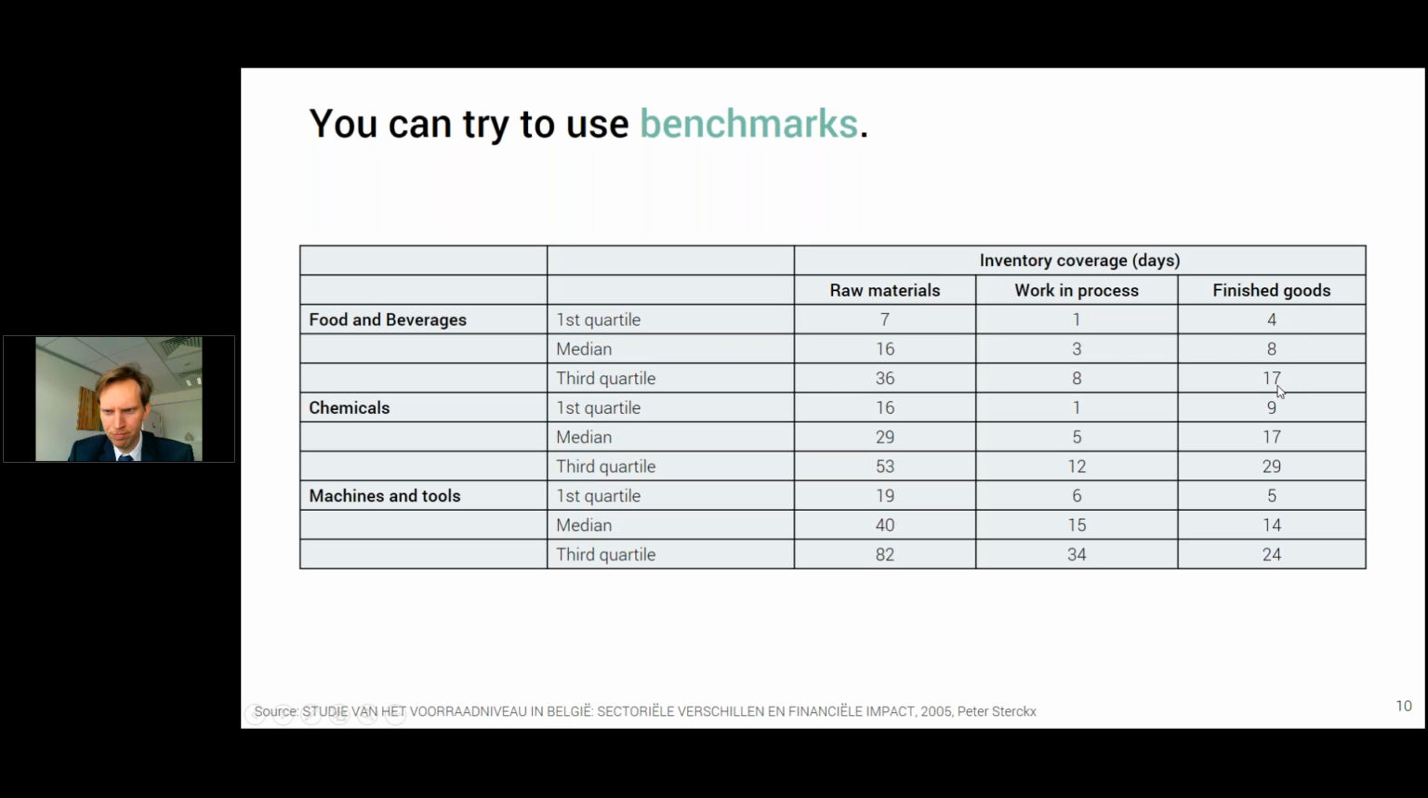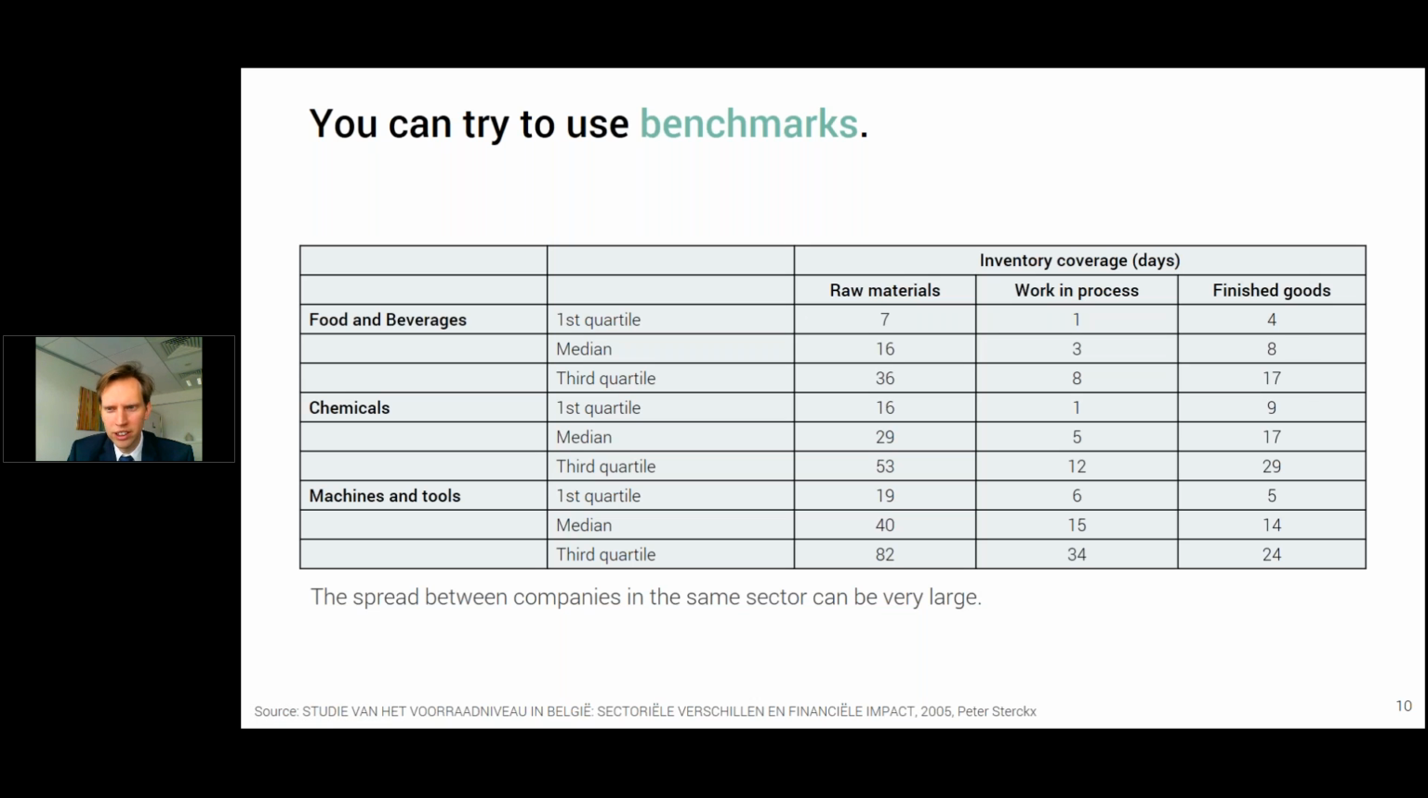And as you can see, for most industrial sectors, finished goods inventories stay below 1 month. Of course, we can see that sectors like food and beverage typically have lower inventories than a machine and tools company. But what is also important in these benchmarking exercises is that the spread between companies, even in the same sector, can still be very large.